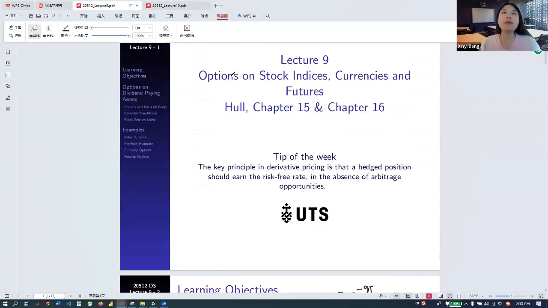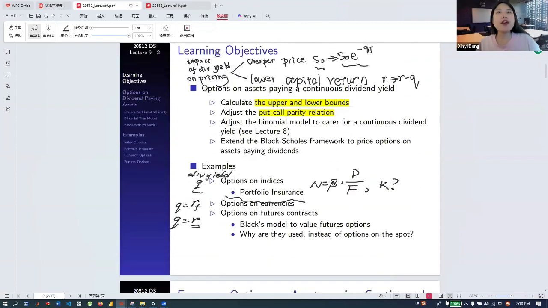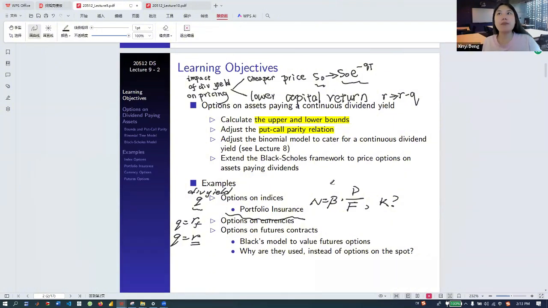Also, one more word about options on futures. Since it's a derivative of a derivative contract, it's just like a multi-layer of derivative. Then let me quickly go through the learning objectives.